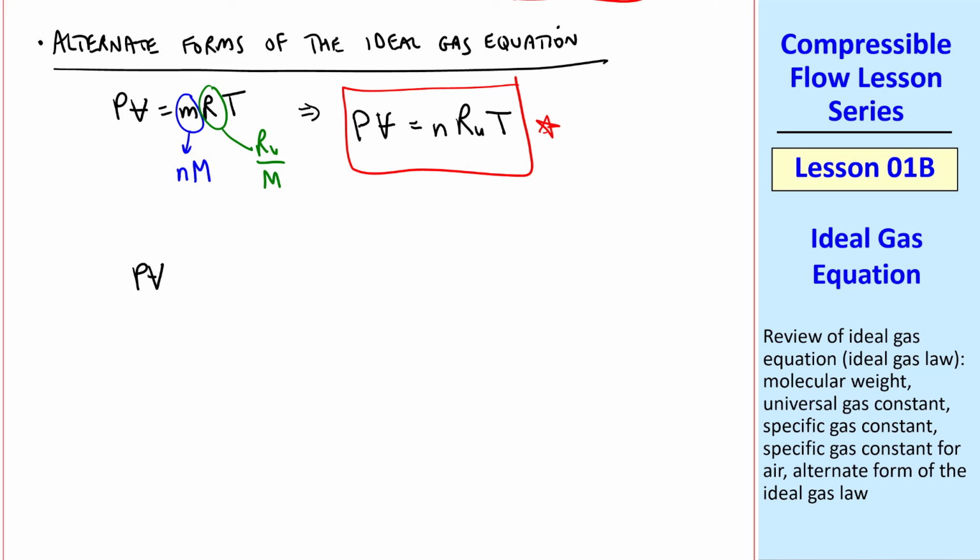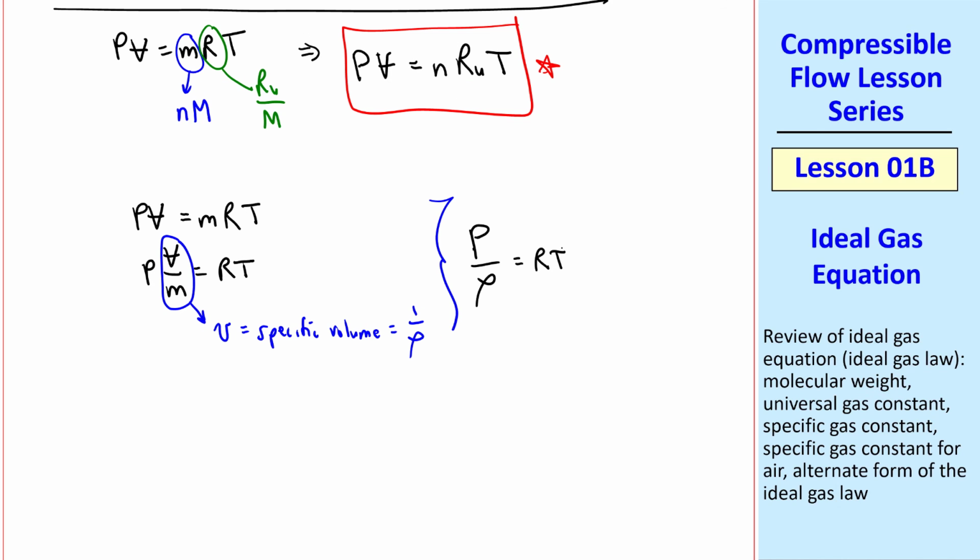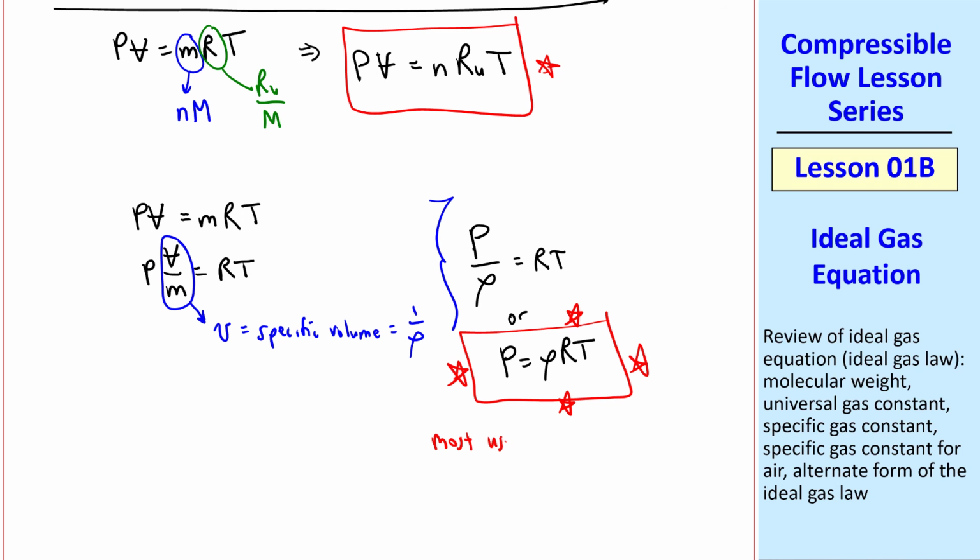To get a different form, let's start with the same equation, PV equal mRT, but divide both sides by m, and recognize from a previous lesson that specific volume v is V over m, or 1 over rho, where rho is the density. So our equation becomes P over rho equal RT, or P equal rho RT. I'll put lots of stars around this one, because this is the form that's most useful in fluid mechanics.